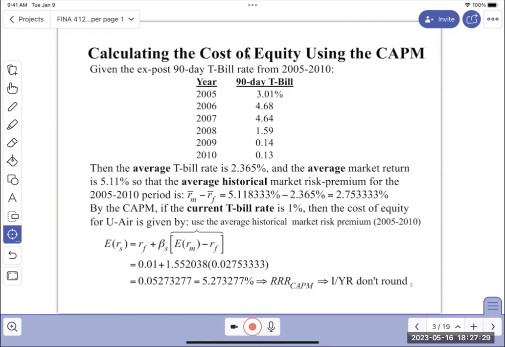So I'm going to use the most recent data. That's the 7 years or 6 years here. And so when I do that, the average T-bill rate is 2.365%, which you can calculate finding the average here. The average market return we already got at 5.11%. And then because of that, I can calculate as an arithmetic mean.